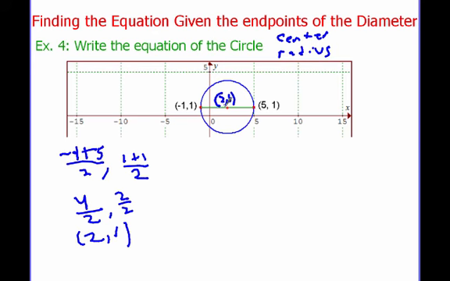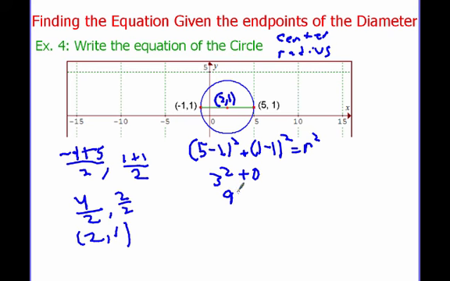All right, and now we need to figure out our radius. Well, now we're going to go back to what we did in the previous example. We can pick either one of these. I'm going to use 5, 1. Plug them into our equation. 5 minus 2 squared plus 1 minus 1 squared equals r squared. 1 minus 1 is 0, so this is just going to be plus 0. 5 minus 2 is 3 squared. That's 9 equals r squared.